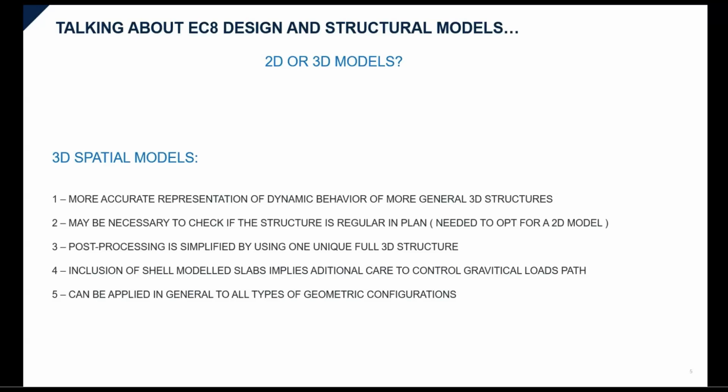There are important aspects. Normally, with 3D models, there is a temptation to include all elements such as slabs and walls using shell elements. When we do this, we need to exercise additional care to ensure that the load path control for gravity loads is done correctly, because the stiffnesses of beam elements and slabs will start to fight each other. Therefore, we must know exactly how we are allowing the gravity loads and other loads to be distributed according to the stiffness of the elements. And finally, 3D models can be applied to any type of structure and geometric configuration.